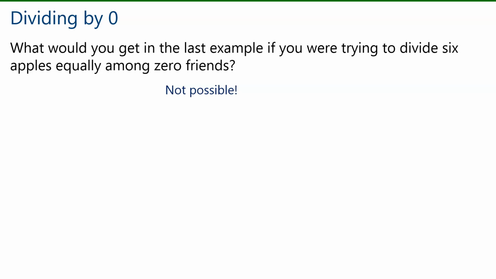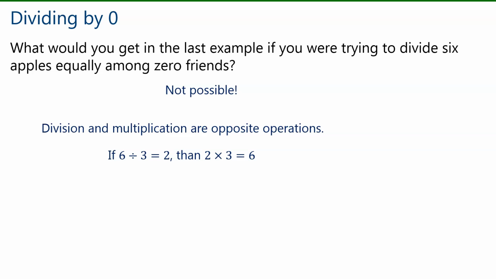Now another way to look at it is to consider the fact that division and multiplication are opposite operations. So if you did 6 divided by 3 and got 2, but then multiplied 2 by 3, you would get 6. So these numbers are all part of a fact family that you have probably looked at before. So let's try a similar operation, but this time dividing by 0.